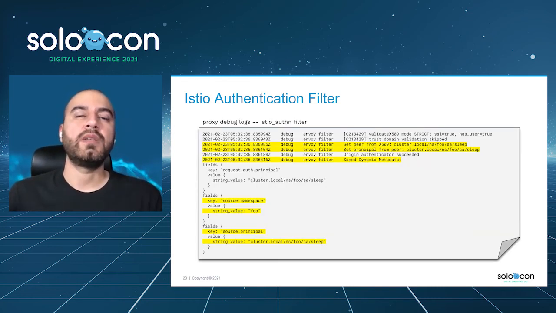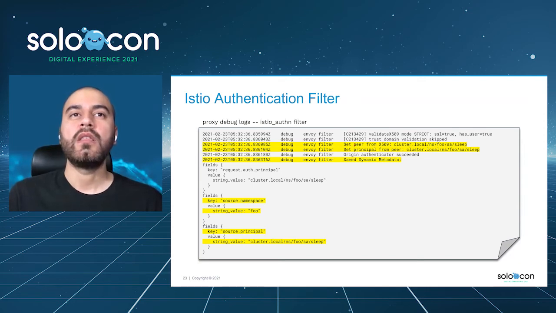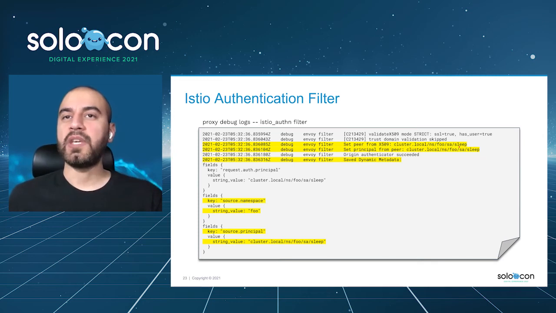This is an example of the debug logs as a request flows through a proxy that has peer authentication turned on to strict. The client is sleep and the server side is still HTTP bin. You'll notice that the debug logs for the filter call out that we're validating the X509 cert and we're in mode strict. Then we're calling out that the set peer from the certificate is cluster.local ns foo sa sleep. This is really the identity of the peer. And then what we're doing is setting the principal from that peer.